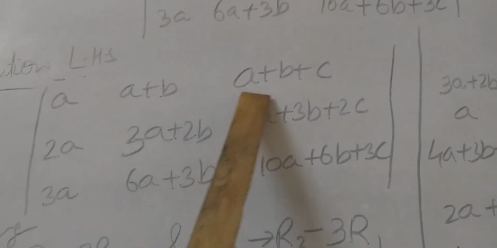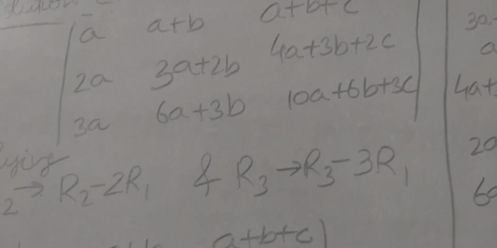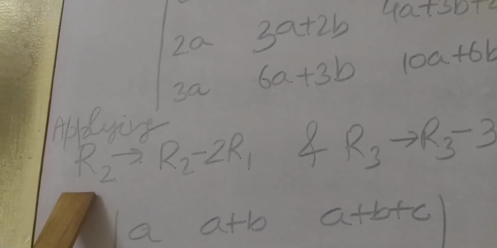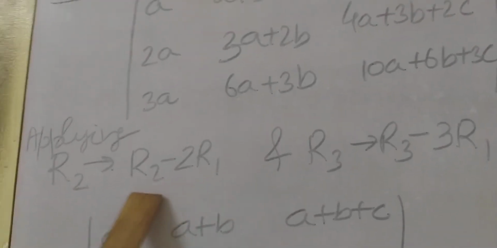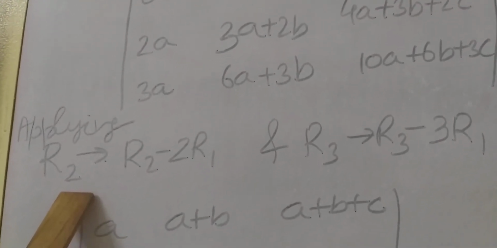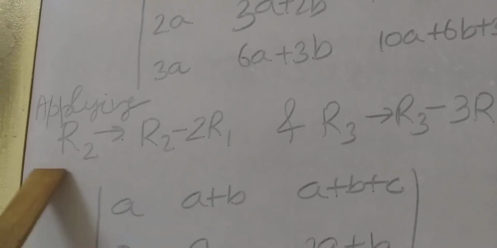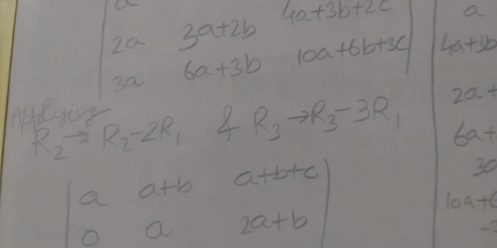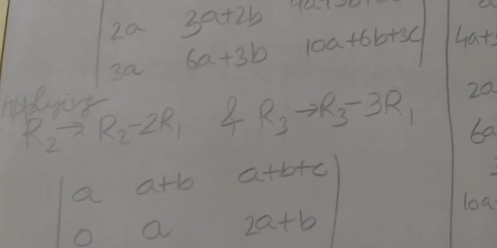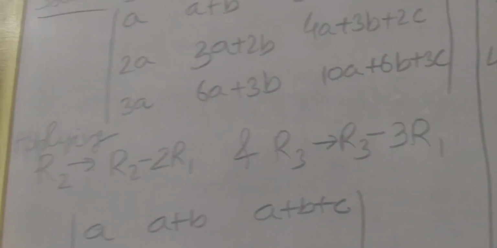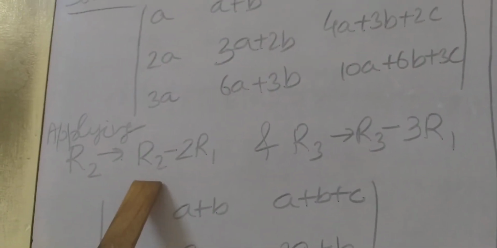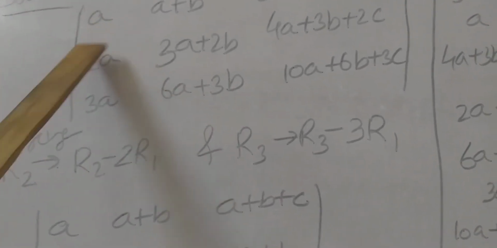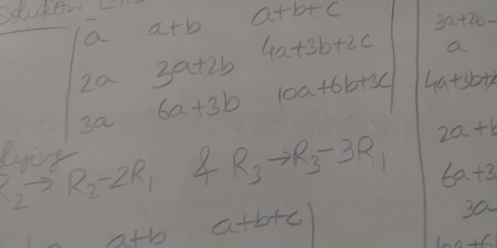The first row will remain as it is. And students, you have to remember, as I told you earlier, in elementary transformation, if we are changing R2, then R2 cannot be reflected here if you are using two operations together. So R2 minus twice of R1: 2A minus 2A, 0.